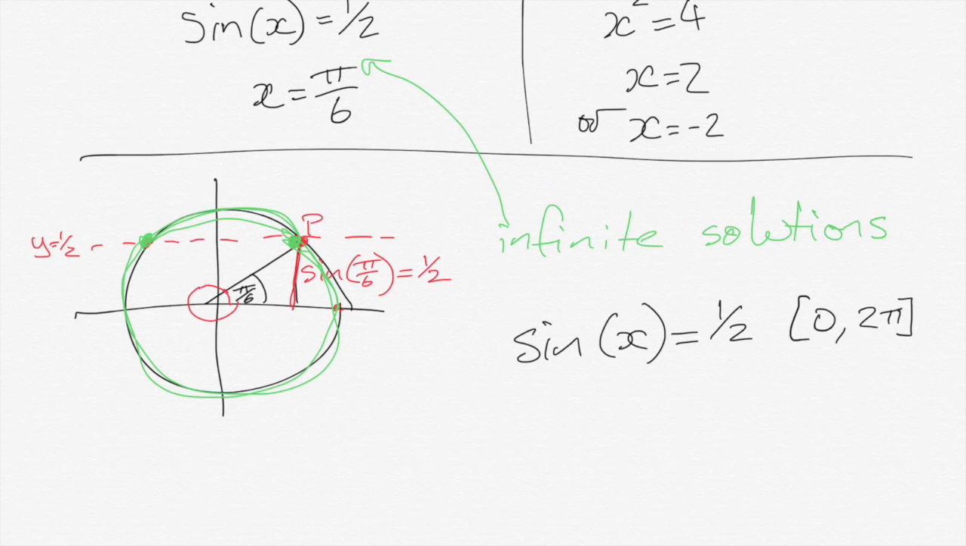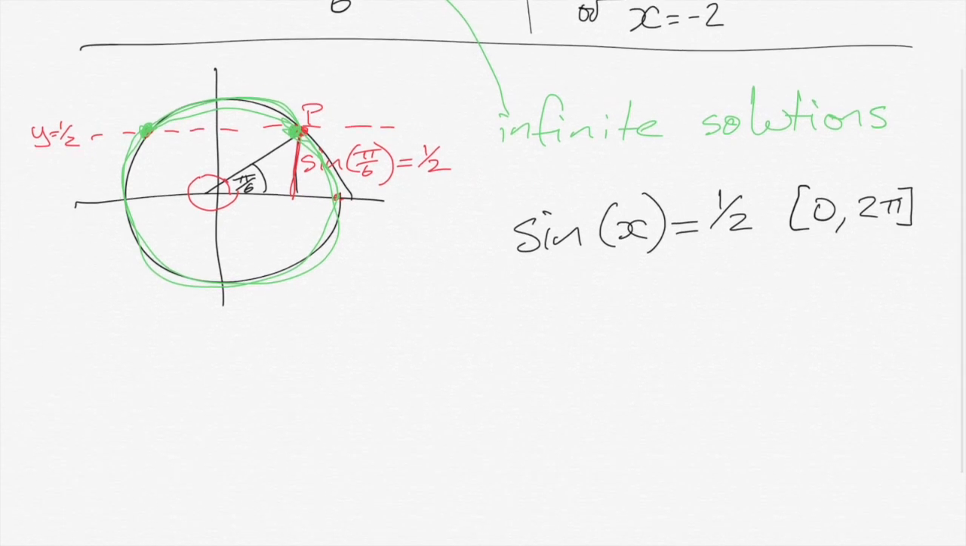In this case, we know that the period of the sine function is 2 pi, and so this is essentially asking the question, where are the solutions in one period of our graph? But it won't always be one period. So let's answer that question instead. Sine x equals a half over the domain 0 to 2 pi.